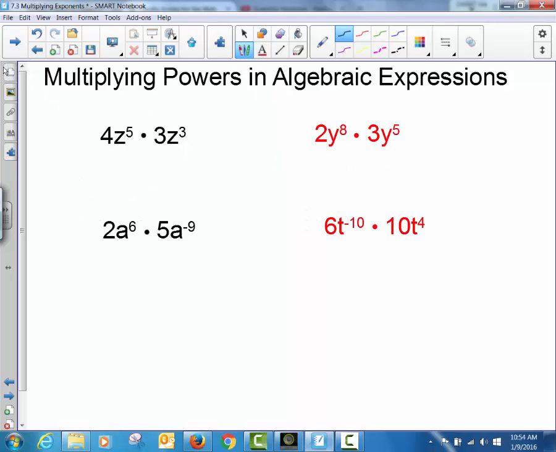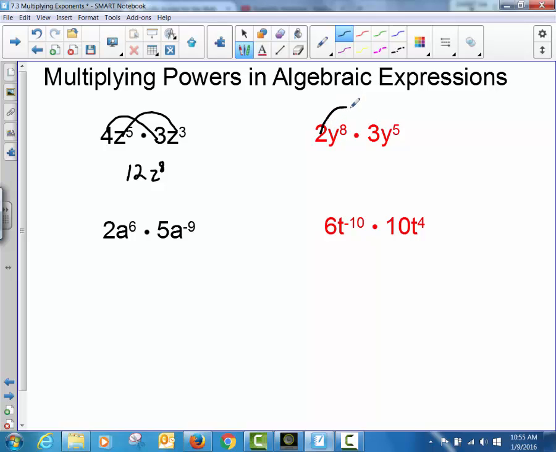Alright, now multiplying powers in algebraic expressions. An algebraic expression can include numbers as well. So the key thing to remember here is that you're going to be multiplying numbers times numbers and powers times powers. Okay? So we go 4 times 3 and we get 12. We go z to the 5th times z to the 3rd. 5 plus 3 gives me 8. Okay? Alright, you do the one over here. Pause the video, try this one, and then come back to me.